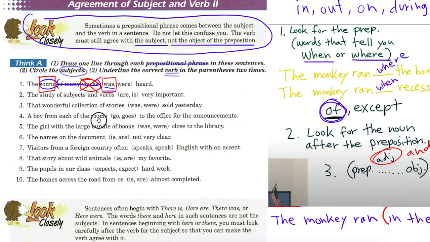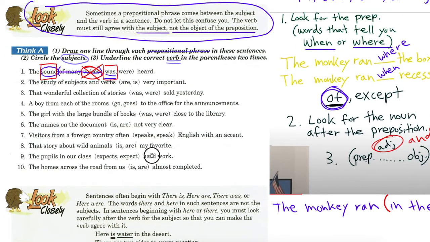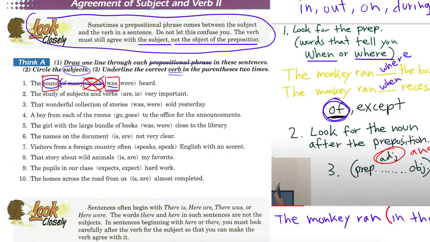Okay. So do the same thing for 2. Look for the prepositional word, then look for the phrase. Cross it out. Look for the subject, and then double underline the correct verb in the parentheses here.